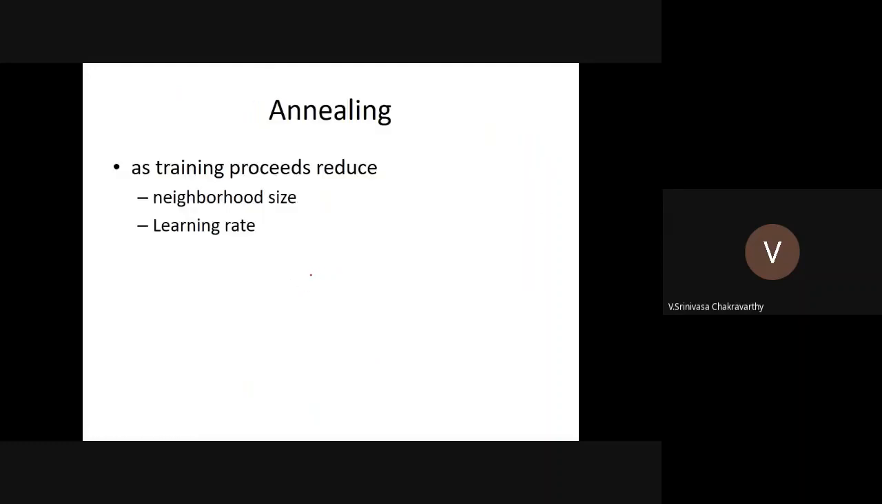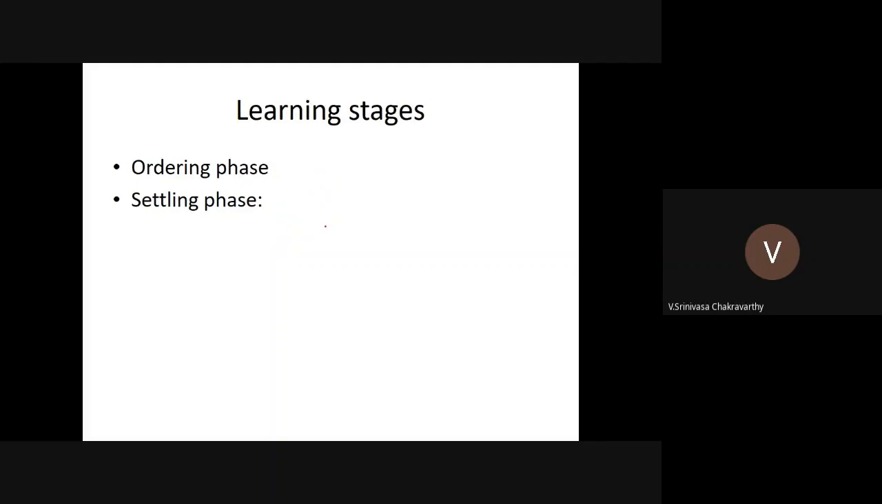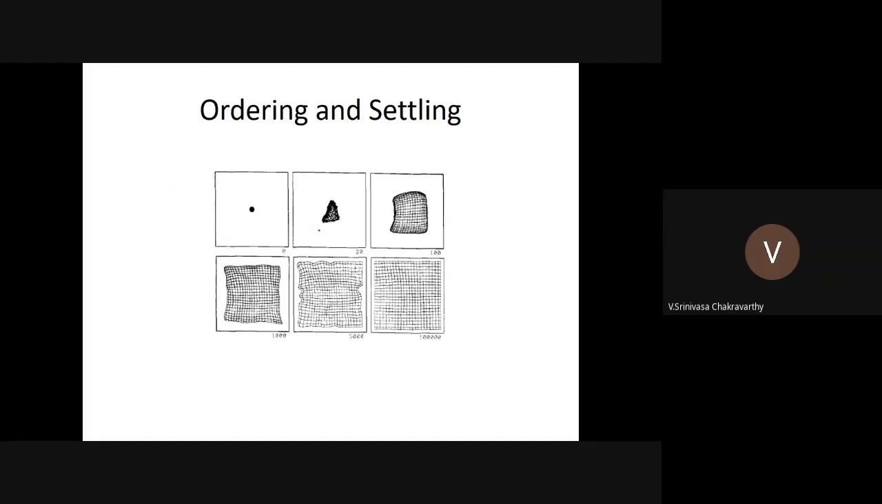So here also people make sure that you use some kind of annealing. That is, in the early stage of training, you start with a large neighborhood size so that the whole map responds to your input data. Whereas with training, you reduce the neighborhood size. Similarly, even for the learning rate eta, in the early stage you use a large n and large eta and gradually reduce them as the training proceeds. So in this training or learning, there are two phases. One is called ordering phase, other is called settling phase.